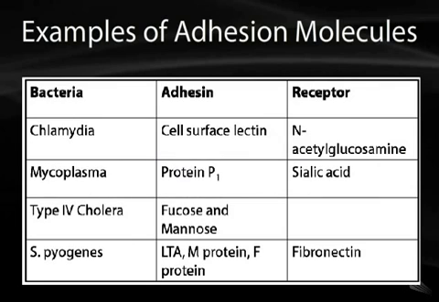Examples of adhesion molecules include Chlamydia, which uses cell surface lectin to bind to N-acetylglucosamine. Mycoplasma uses protein P1 to bind to sialic acid. Type 4 cholera uses fucose and mannose. And Strep pyogenes uses LTA, the M protein, and the F protein to bind to fibronectin.